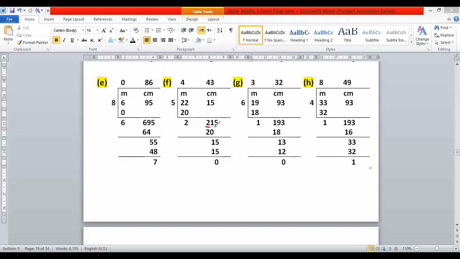Now we take 21 first. 5 fours are 20, and then subtract 20 from 21. We get 1 here, and after that shift 15 down. So we have here 15. 5 3s are 15. In this way, students, you can solve parts G and H.